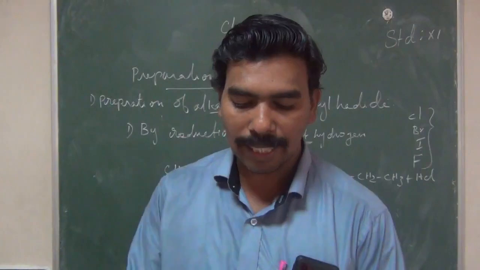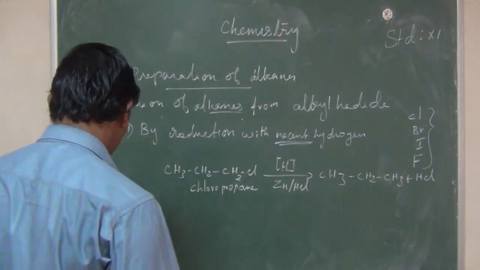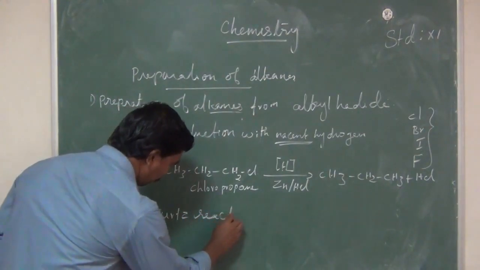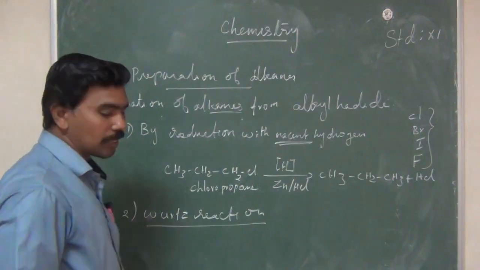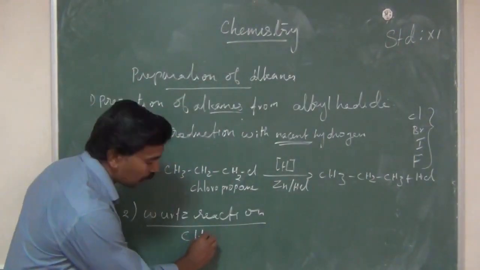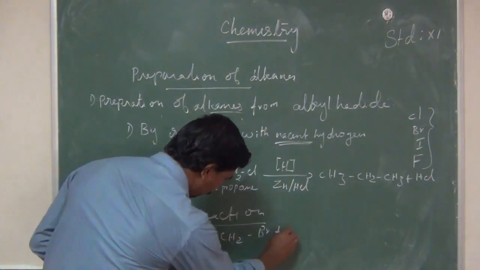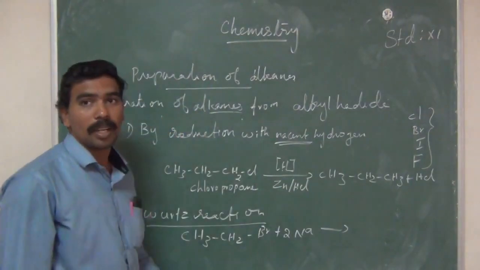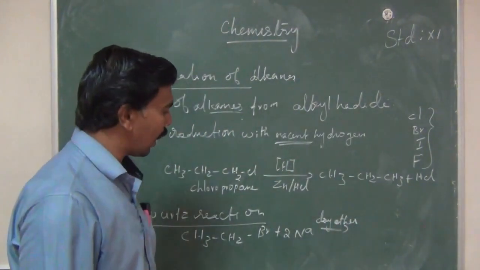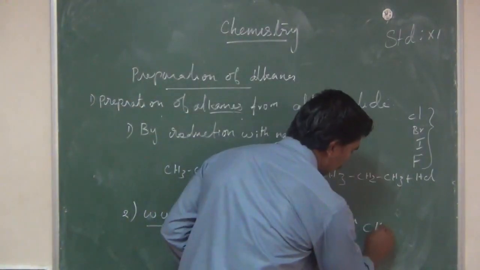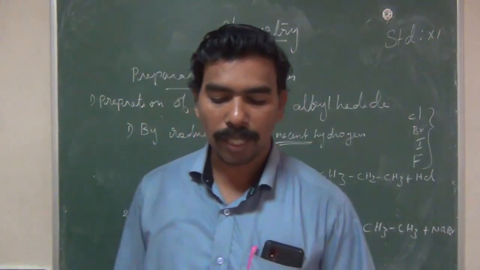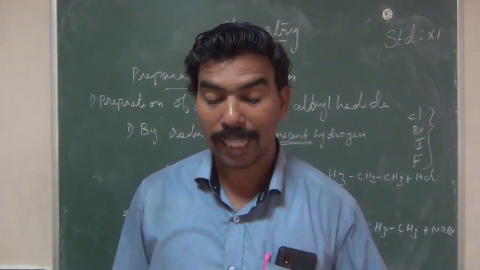The next thing is the Wurtz reaction. We are preparing ethane from ethyl bromide and sodium in the presence of dry ether, to get ethane and sodium bromide.